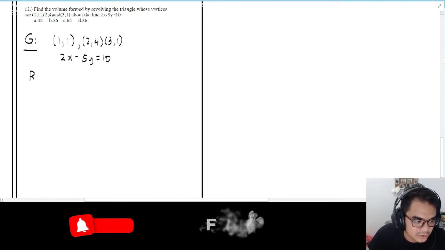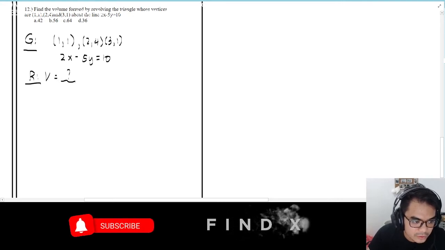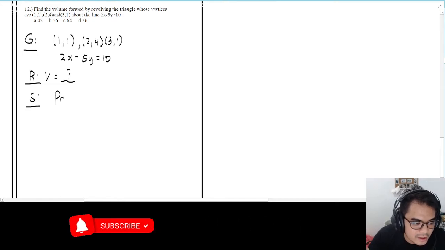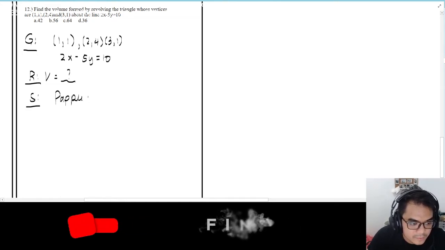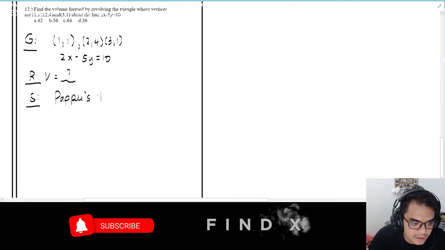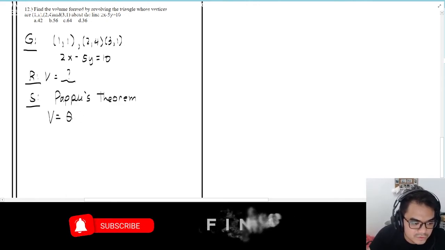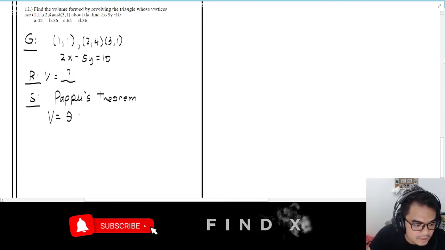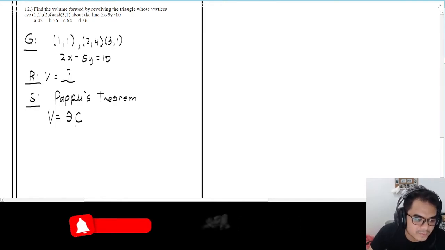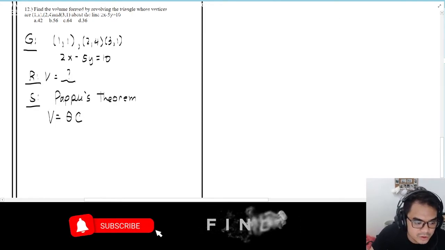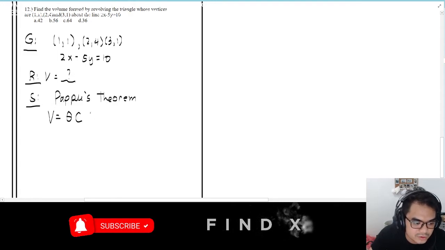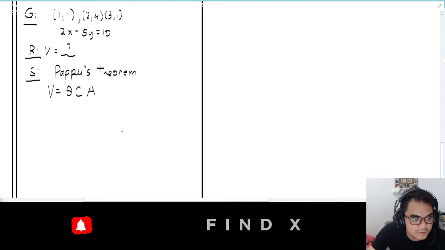We are required to find the volume, right? We'll be using here, this is an integral calculus topic, the Pappus theorem. The formula for that is V equal to theta, which is the revolution, usually equal to 2 pi, times C, the perpendicular distance from the centroid of the object that you will revolve to the axis of revolution, times the area.